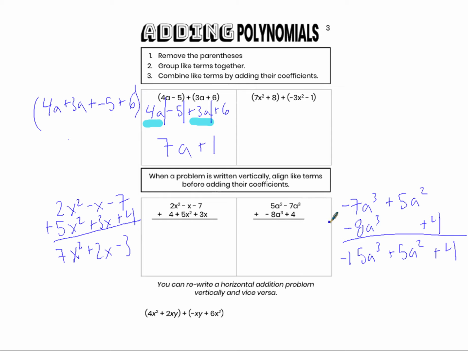Generally, students have a preference. They either prefer for the addition problem to be written vertically or horizontally. If you have a preference, you can always rewrite a horizontally written problem vertically. Or vice versa. So if the problem had been written like this, you could have rewritten it horizontally. Horizontally, you can rewrite it vertically.